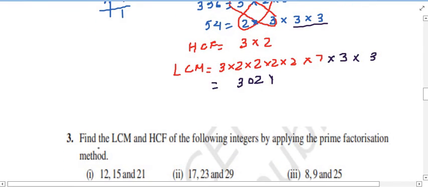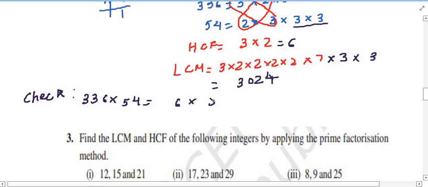Now we have to check that the product of these two numbers, that is 336 times 54, should be equal to the product of the HCF and LCM. HCF, that is 6, times LCM is 3024. So it's equal to 18,144, and the product of the numbers will also be equal to 18,144. Hence it is proved.